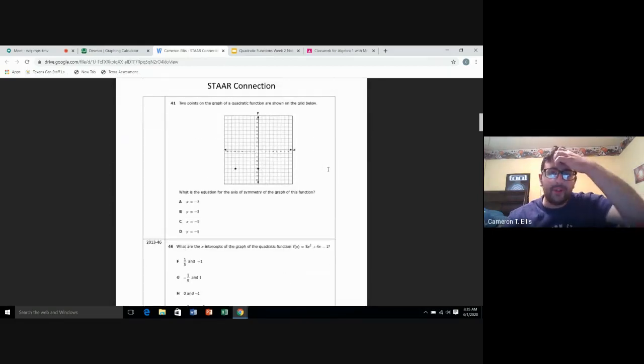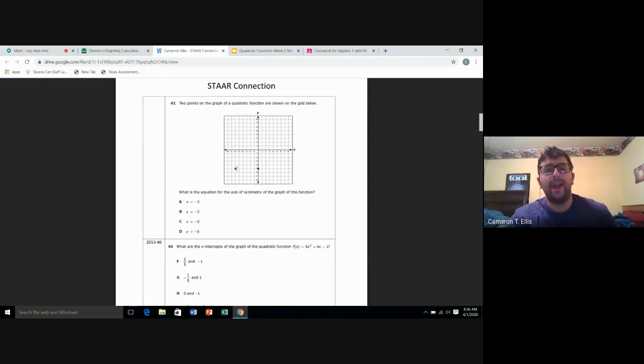Okay, 2 points on the graph of a quadratic function are shown on the grid below. 2 points on the graph. What is the equation for the axis of symmetry of the graph below? Well, we go from, let's see, 1, 2, 3, 4, 5, 6, right? I went 6 this way, so you have 6 across, right?